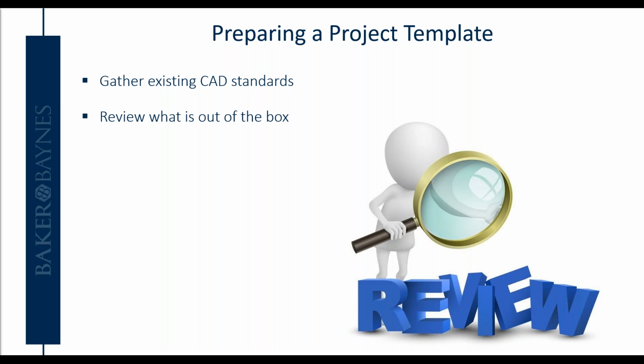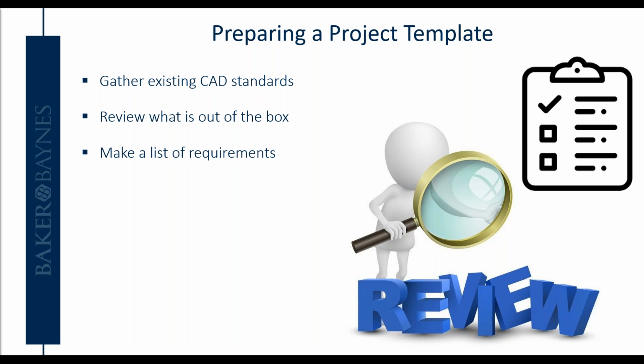Then, looking at how we prepare for a project template, you can start by gathering any existing CAD standards that you want to use, and these can be used as a roadmap for items that need to be created inside of your template. All right, then you can review what is out of the box, that is, the settings that are already pre-configured in the default templates, and with that you can determine what changes are required. Also make a list of requirements, and this list will consist of things like your fonts, dimensions, tags, markers, line weights and patterns, naming conventions, and also graphical displays.